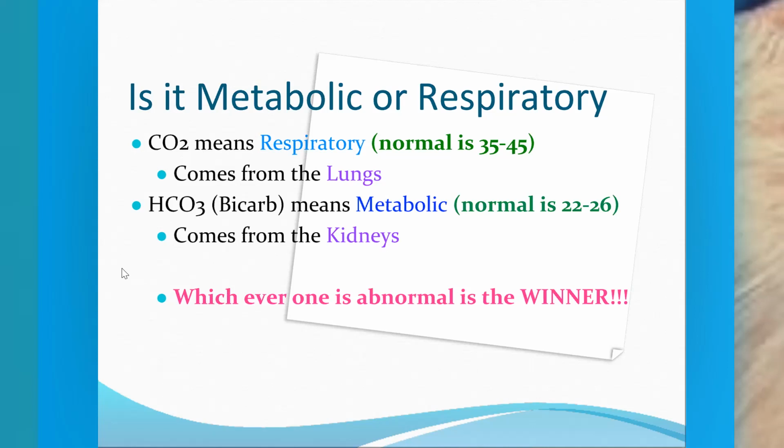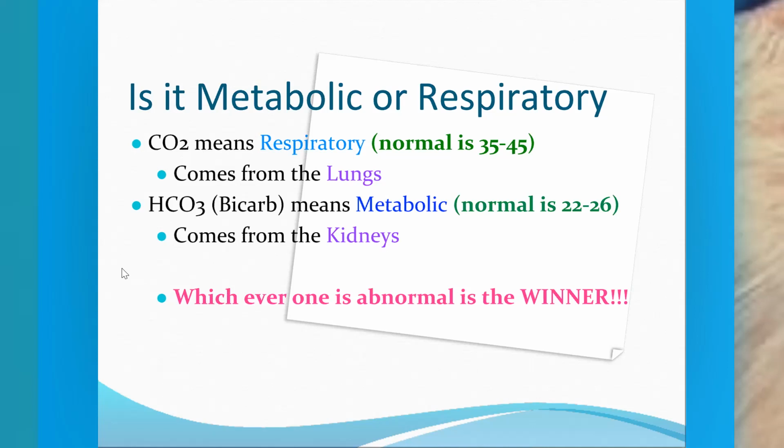So in this case, whichever one is incorrect, whichever one is not normal within the system is the winner, right? So if our CO2 level is 36 and our bicarb is 28, that means we have a metabolic issue because the bicarb is the one that is not appropriate in this case, right?